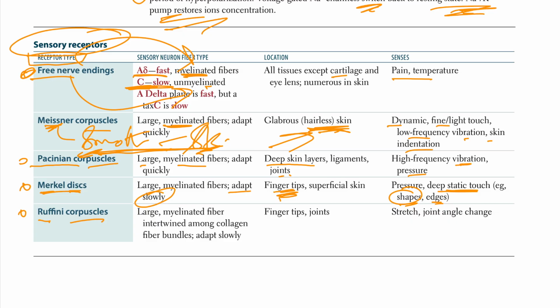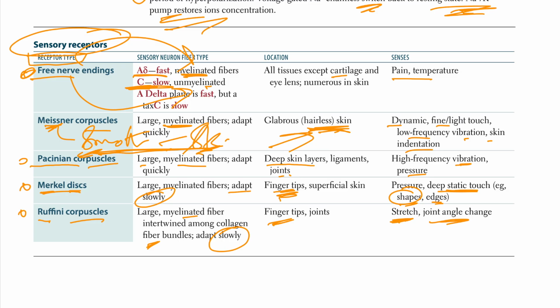Then you have the Ruffini corpuscles. Ruffini are large myelinated fibers, entwined among collagen fiber bundles, and they adapt slowly. They're also in the fingertips and joints. They sense stretch and joint angle change.